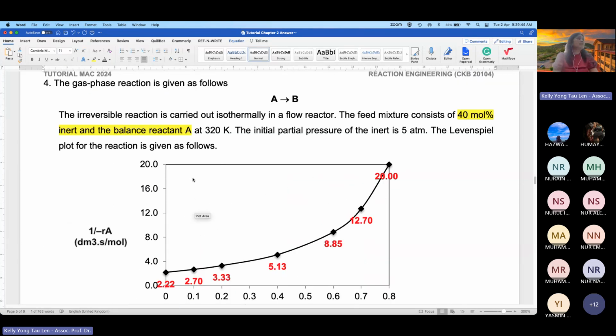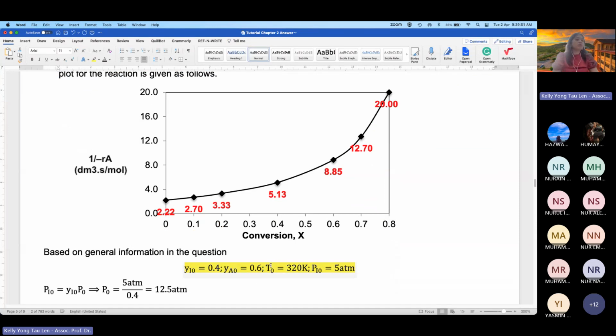Then they say the feed mixture temperature is 320 Kelvin. So you know that your temperature T0 is 320 Kelvin. At this stage, we are still considering an isothermal reaction. If you know, iso means same, thermal is heat, right? So isothermal means same temperature, meaning that during the reaction, there are no changes of the temperature.